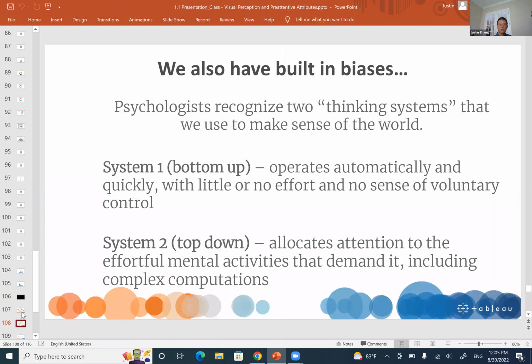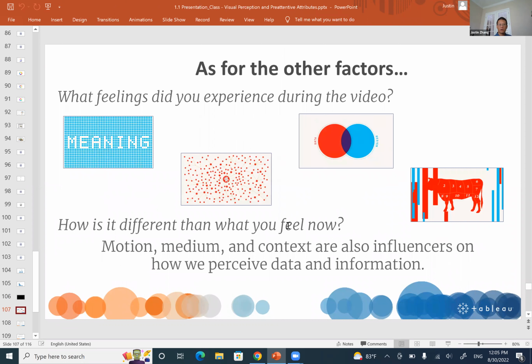Okay, so what did you get from this video? It's a good summary of all the pre-attentive attributes we just discussed. So it tells us that data visualization is powerful. With all these pre-attentive attributes, we can interpret data and deliver the message to the audience in a very effective way. In addition, motion, medium, and the context are also important influencers on how we perceive data and information.